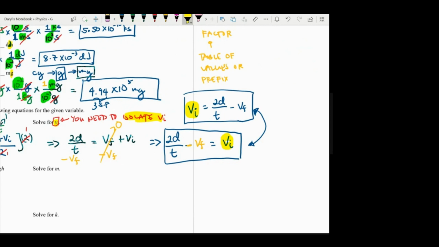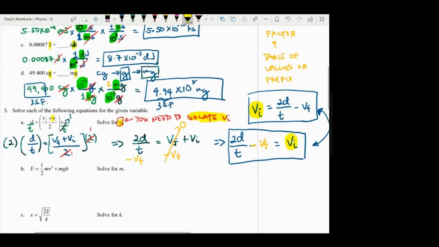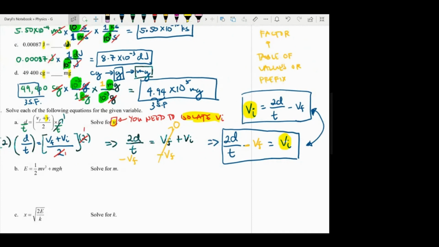If you want to manipulate an equation, just remember that you'll be given a set of equations in physics or any other physical sciences subject. However, it's up to you to rearrange them. For example, speed is simply distance over time, but sometimes you're given the speed and the distance and you need to solve for the time. Same thing with this one. Originally, what is given to you is the displacement formula, but you need to solve for the initial velocity.